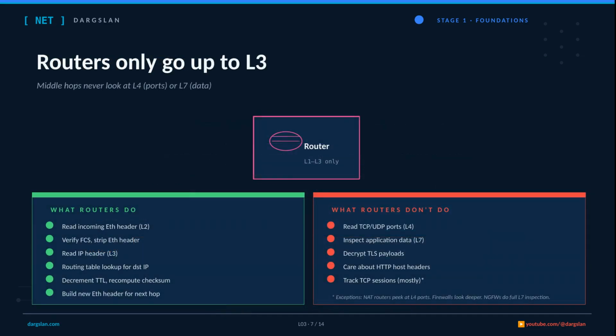But here's an important detail about that journey. The routers in between don't unwrap everything. A router only climbs up to Layer 3. It reads the Ethernet header to accept the frame, strips it, looks at the IP header to decide where the packet goes next, decrements the TTL, then builds a fresh Ethernet header for the next hop. It never peeks at TCP ports or application data. Those layers stay sealed until the packet reaches its final destination. Specialized boxes like NAT devices or next-gen firewalls are the exceptions, but a plain router stops at L3.